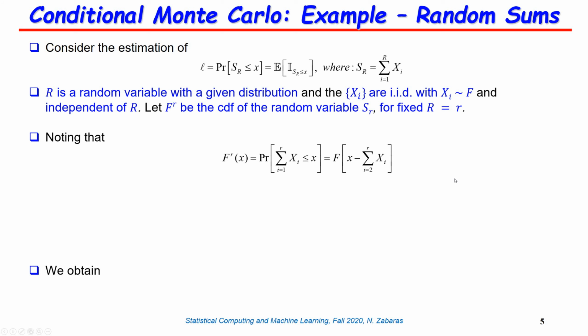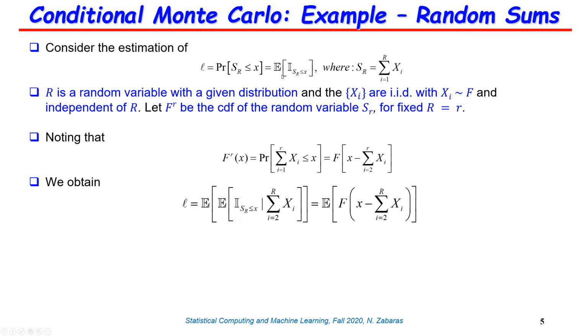So here is the idea of how conditional Monte Carlo can come to play a role. You remember, we want to compute the expectation of the indicator function that S_R is less than or equal to x, but R is a random variable. So what I can do is write this as the expectation with respect to R of the conditional expectation of the indicator function, conditioned on the finite sum from 2 to capital R, where R is given. And of course, we already have computed that this expectation for a given R is nothing else but the CDF of the Xi's computed at x minus the sum from 2 to capital R. So effectively I have written L as the expectation with respect to R of the CDF evaluated at x minus this finite sum. And so that's my conditional Monte Carlo estimator that I had before.